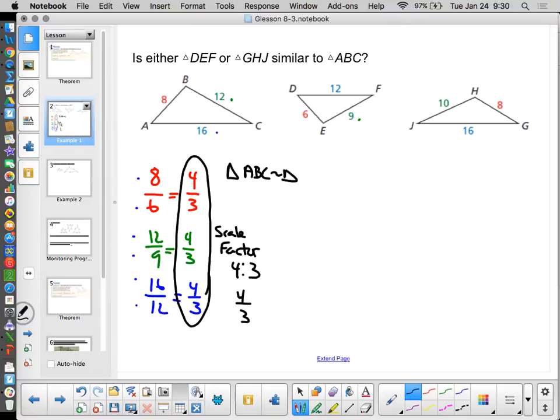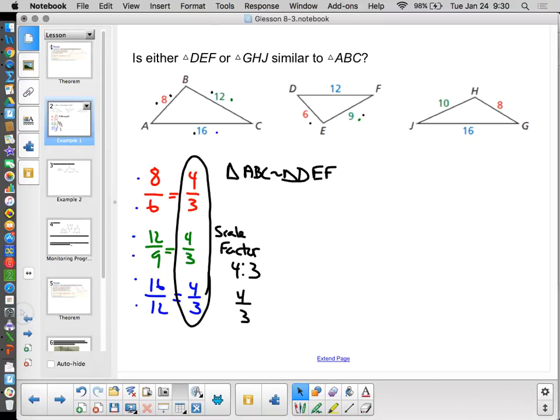Now we got to go in corresponding order. A is the angle between the shortest side and the longest side. That's D here. B is between the shortest side and the middle side. So between the shortest side and the middle side is E. So D, E, F is my correct order. Corresponding sides, all set up, all reduced to the same fraction, which is the scale factor, and we're good.